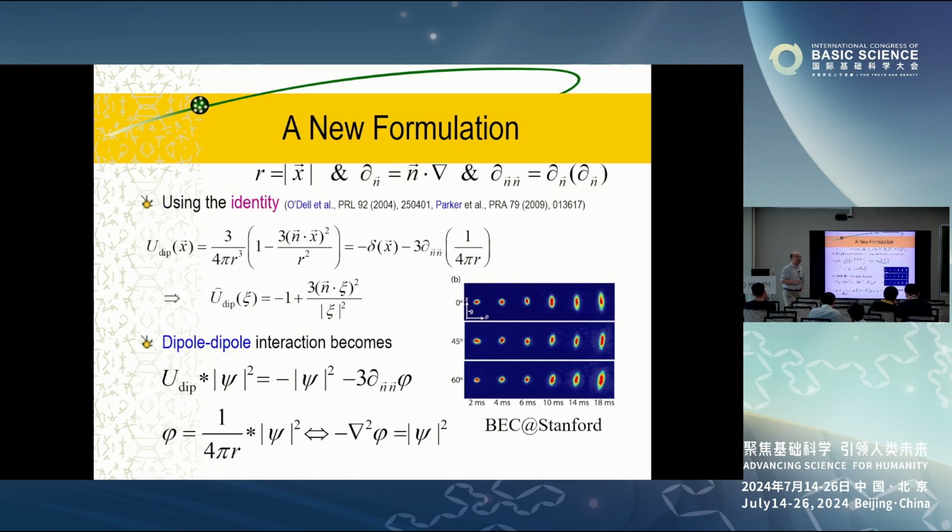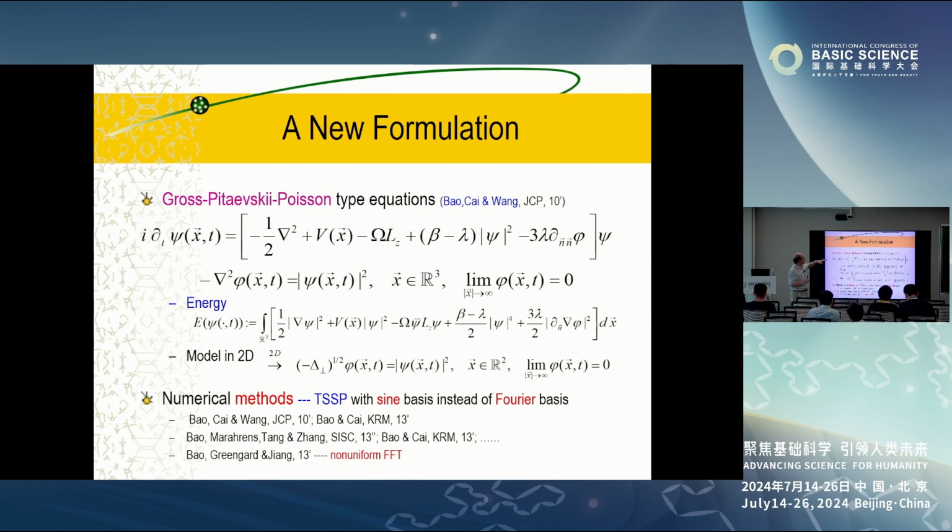Okay, so for this one, again, we find a nice formula. If you let the derivative d_n equal n dot gradient, where n is a unit vector, this kind of directional derivative, then U dipole can be decomposed into a local one and this one. So this interaction, the convolution, becomes this one. So this phi is the convolution, and phi satisfies a Poisson equation. So you can reformulate this to a Gross-Pitaevskii-Poisson type equation, because all the rest are the same except here 3 lambda d_nn phi. This little phi satisfies minus Laplacian phi equals psi squared. It's a Poisson equation in 3 dimensions.